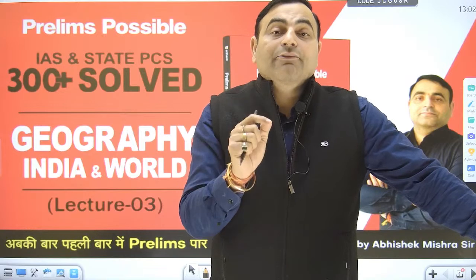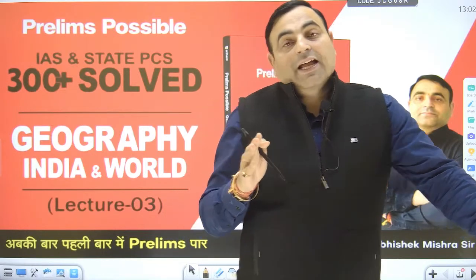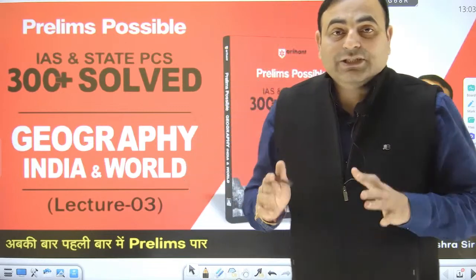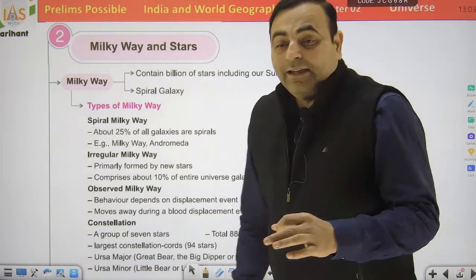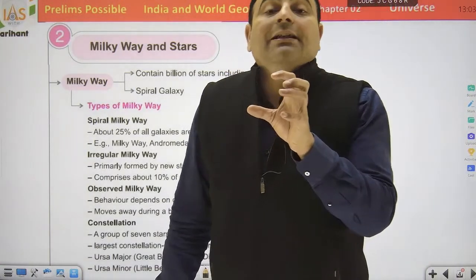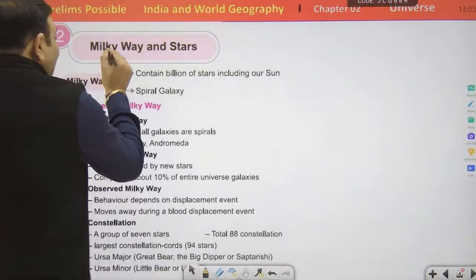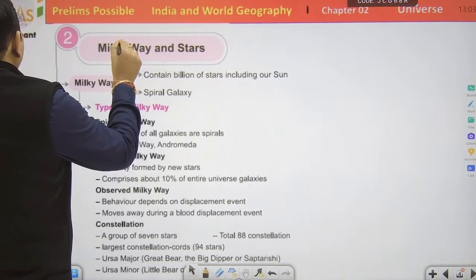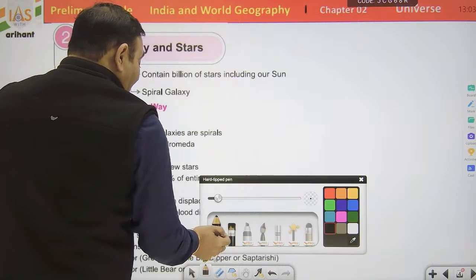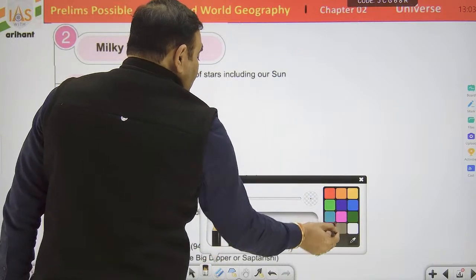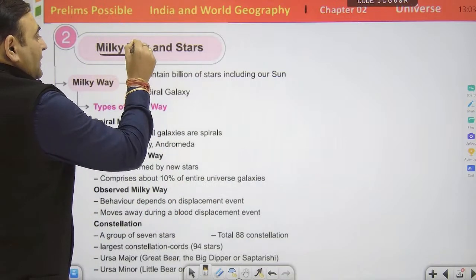What we have seen is that the origin of the universe resides on various kinds of theories and principles, such as the nebular hypothesis, the Big Bang theory, and all that. So in today's session, we have to see about the Milky Way and the stars. Actually, what is the Milky Way? The Milky Way is a galaxy.